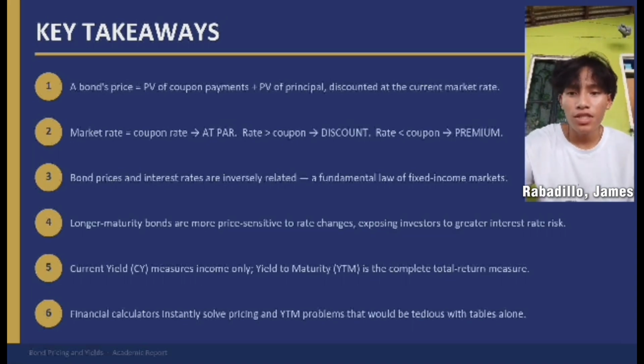And the number 5 is current yield and yield to maturity. Current yield measures income only while yield to maturity measures total return. So this means current yield only looks at yearly interest income, and yield to maturity includes interest payments, bond price changes, and the final payment at maturity.